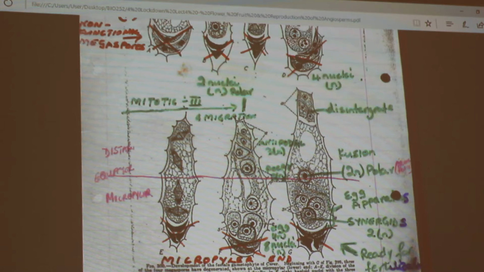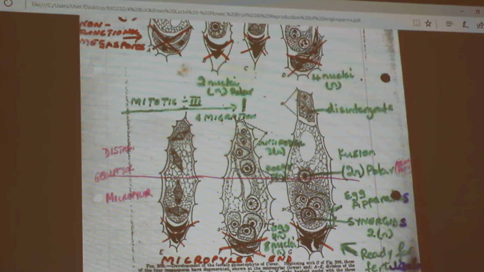On the side of the opening, one cell becomes bigger than the others. This is the egg, and the other 2 are just there to keep it company. We call them the synergids. Please note that they're on the side of the opening.